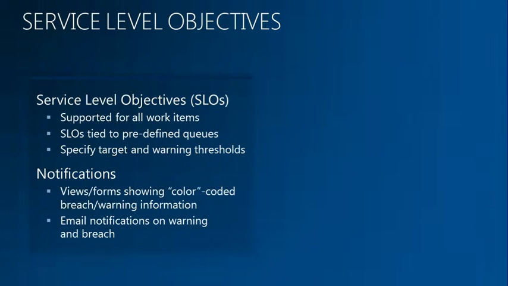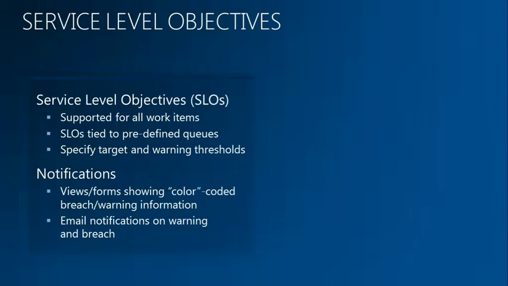And the other thing you can see from a service level objectives perspective is that they are supported for all work items. These service level objectives are tied to predefined queues. What we thought was most enterprises actually have some sort of queues defined for their incidents, and mostly the metrics or the service level objectives are tied to these queues. So what we have done is define service level objectives based on the queues that you have already predefined, specify the target and the warning thresholds, and then you can do notifications.